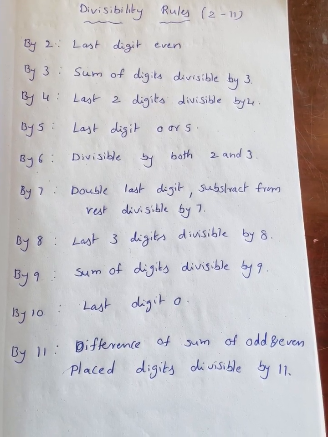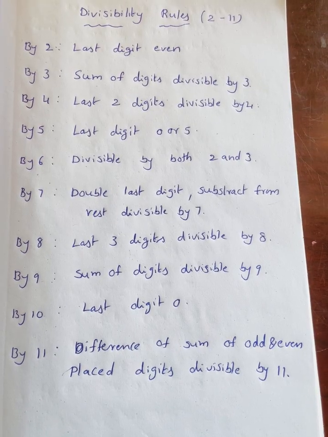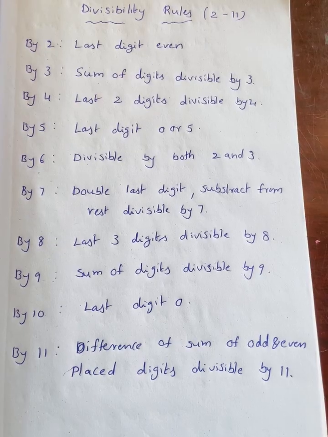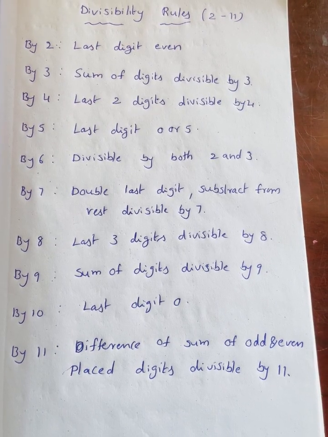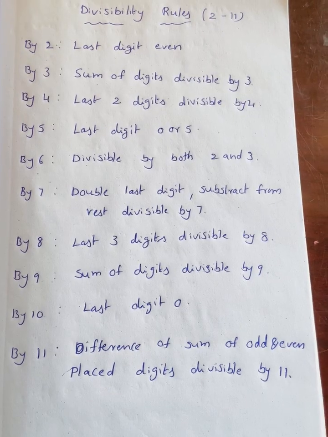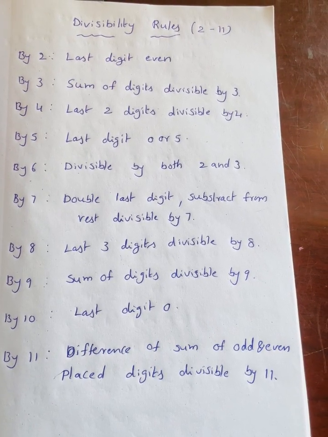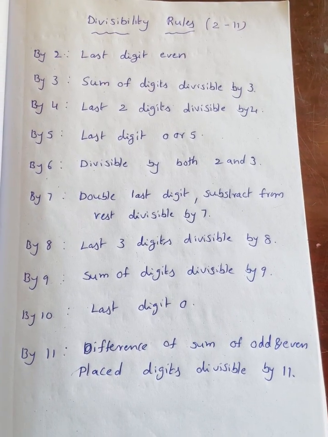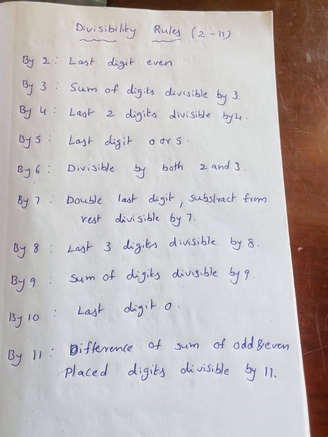By 4, the last 2 digits are divisible by 4. If any number is divisible by 4, then its last 2 digits are divisible by 4. Take 1024. The last 2 digits are 24, so it is divisible by 4. So 1024 is also divisible by 4.